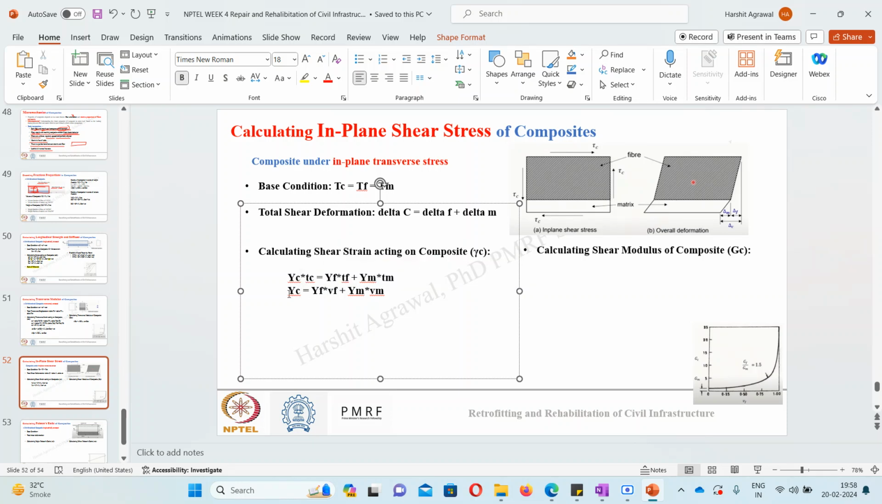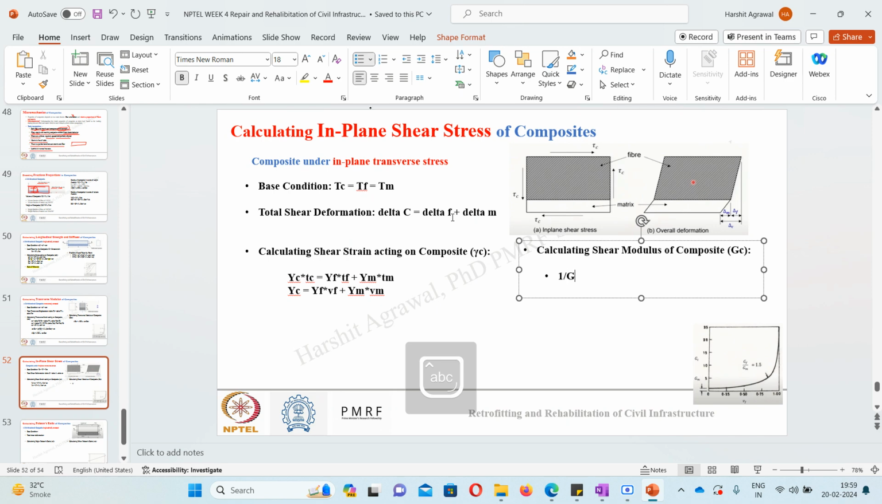Knowing the shear strain, if I write it in terms of shear stress and shear modulus, I will get this equation. Since the shear stress in fiber, composite and matrix are the same, it will give me 1 upon Gc. The shear modulus of composite is nothing but volume fraction of fiber upon shear modulus of fiber plus volume fraction of matrix upon shear modulus of matrix. So simply I can write like this. Knowing the properties of matrix and fiber, I can compute the properties of composite.